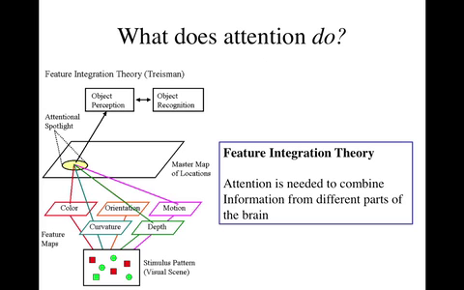What else does attention do? What's attention good for besides perhaps enhancing contrast? Feature integration theory is a very influential theory proposed by Anne Treisman back in the 80s. It suggested that what attention may be doing is taking multiple features of objects and combining them. As we mentioned, different parts of the brain process different properties of objects: color, orientation, motion. These are handled by different portions of the brain, and the question is, how are these bound together to have a coherent object? Feature integration theory says that attention is needed to combine information from different parts of the brain.